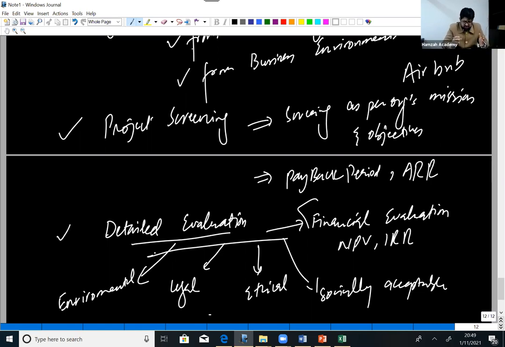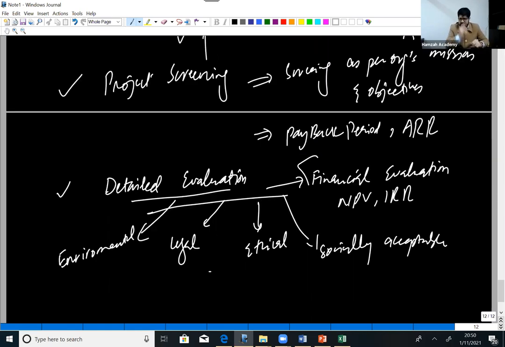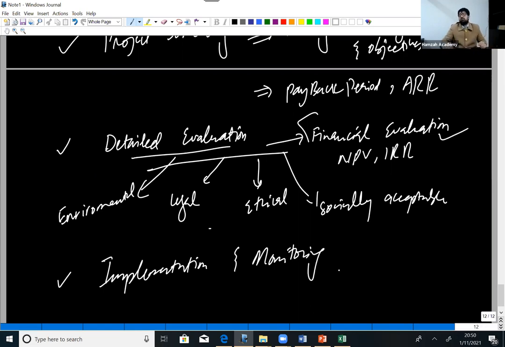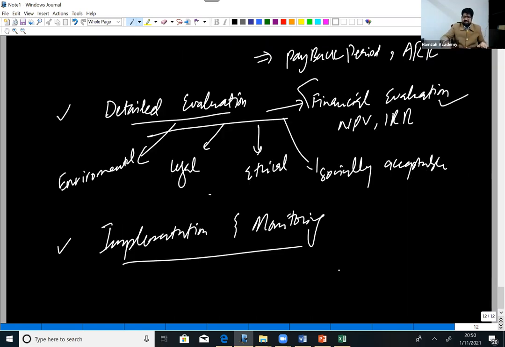Once we are satisfied with all these evaluations, then what do we do? The next step is implementation and monitoring. We planned and did the evaluation at the start. Now we implement: go, make the investment. And then we monitor it as well. Continuous monitoring is done on whether the project is moving ahead in line with what was planned, forecasted, and initially budgeted.